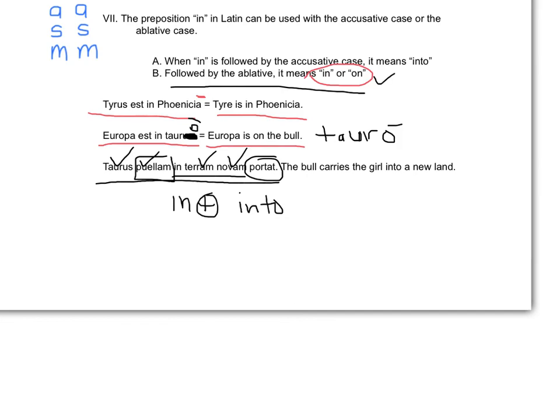Note that terram and novam are an adjective and noun combination, and therefore it agrees in case, number, and gender. Terram is accusative, singular, feminine. Terram is accusative, singular, and feminine. And novam is also accusative, singular, and feminine. That's the main points of Chapter 2.